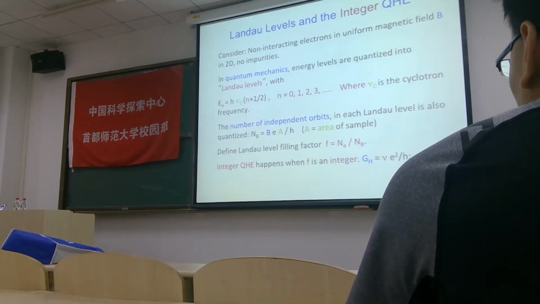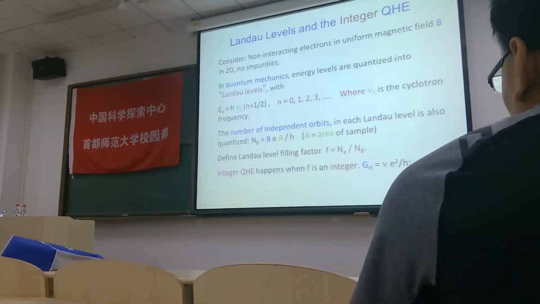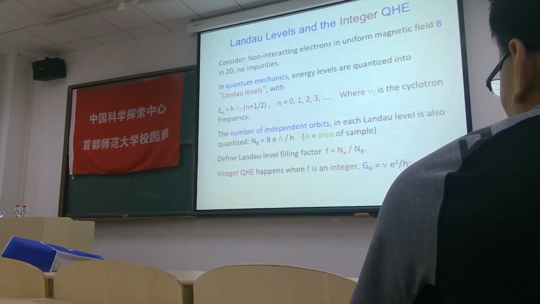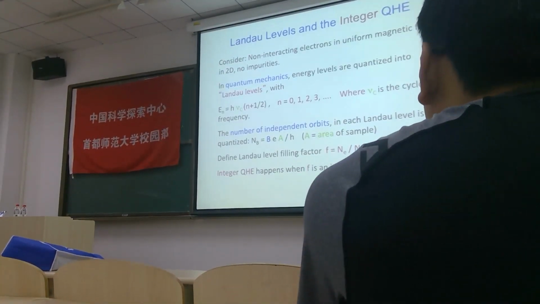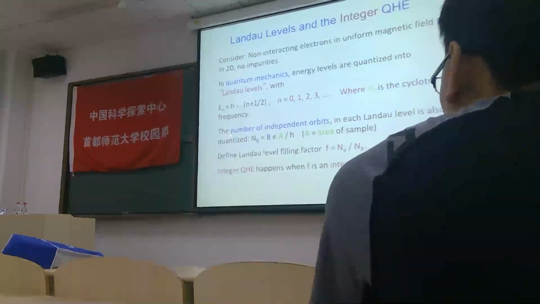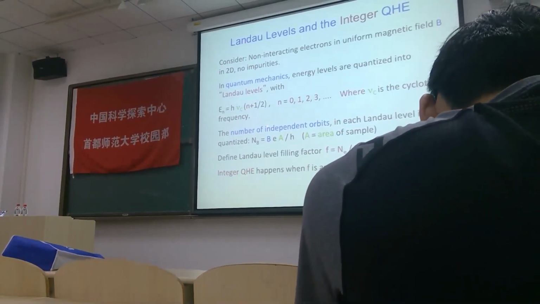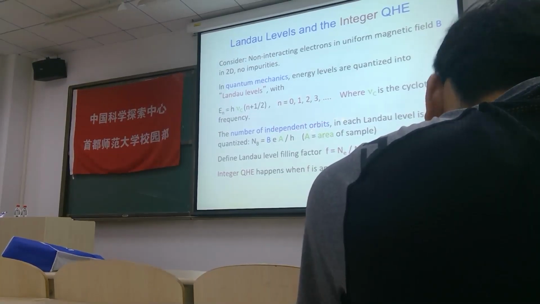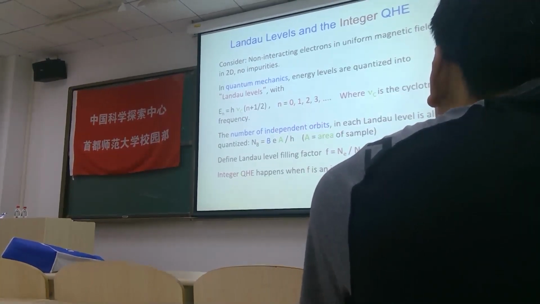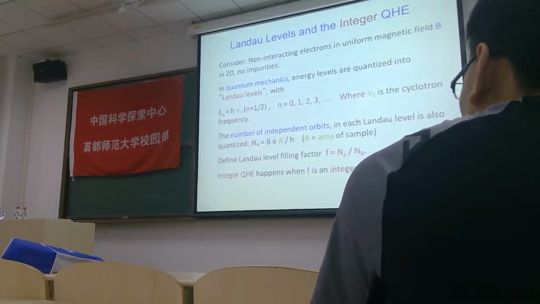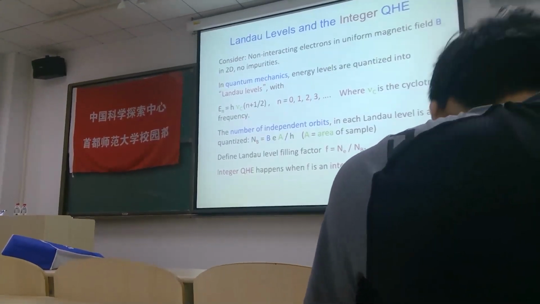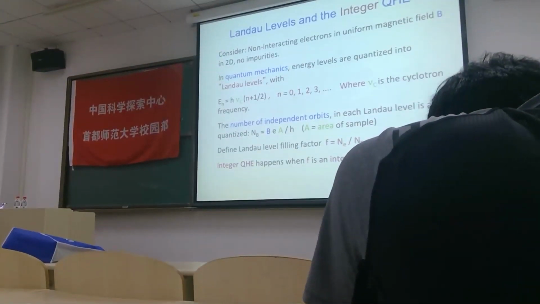It's just the energy levels of a harmonic oscillator, because classically these electrons will be moving in circles at the cyclotron frequency, and the energy levels are quantized in quantum mechanics. Now, there are many places I can put my orbits, and it turns out that the number of independent orbits in each of these Landau levels is precisely quantized, and the number is equal to the number of magnetic flux quanta.